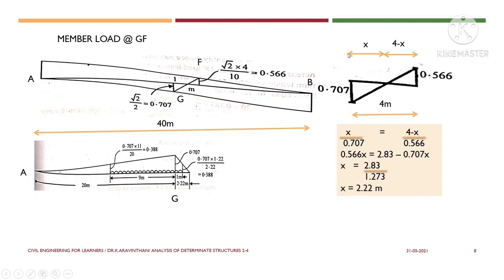Why? Because the x is taken from the left hand side and you have now found that the distance here is 2.2. If this is 4 meter, and you subtract 2.2 here, you will be getting the remaining distance as 1.78 meter. Okay, so now we have found out that this distance is 2.2. So the distance from G to M is 2.2, written here.